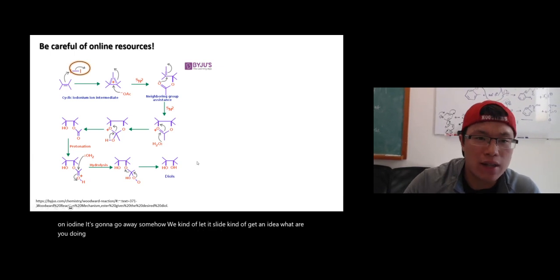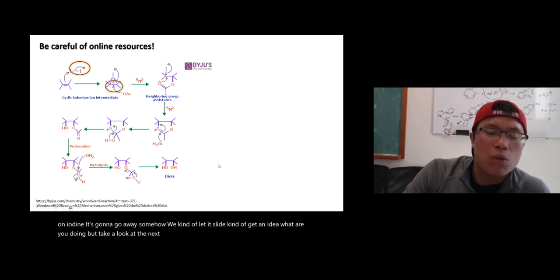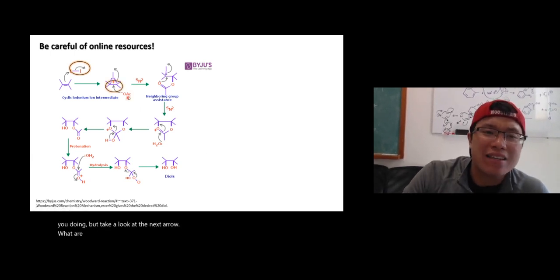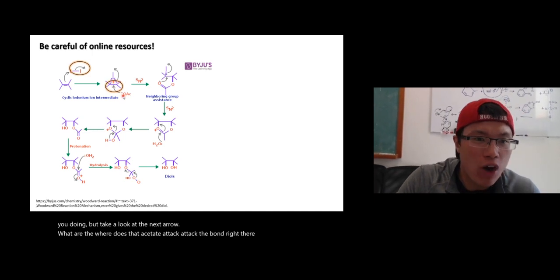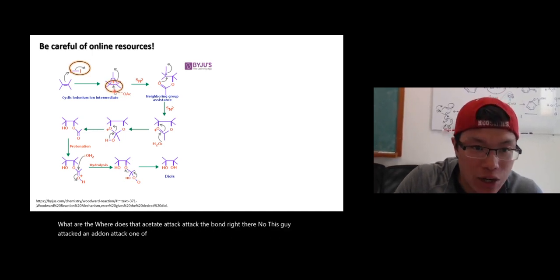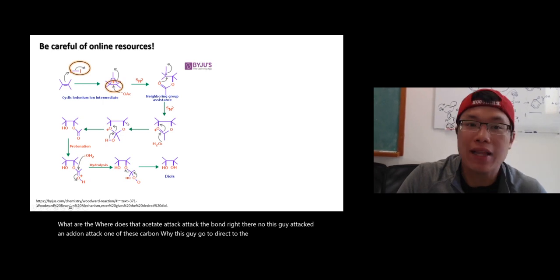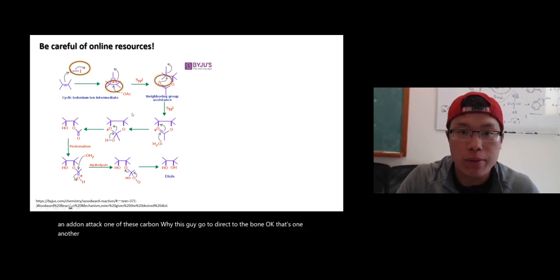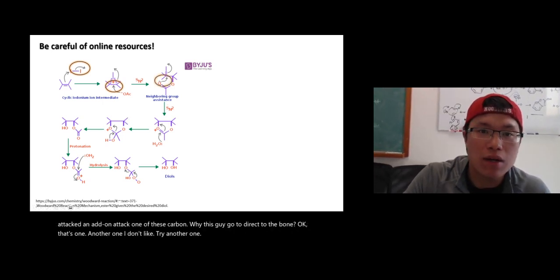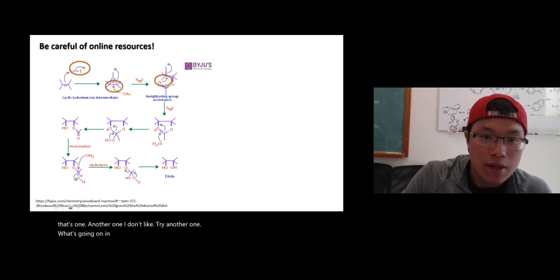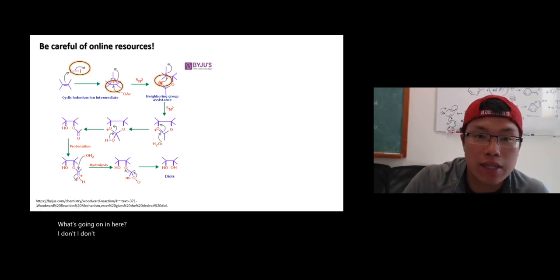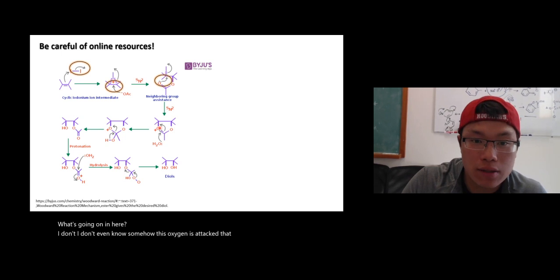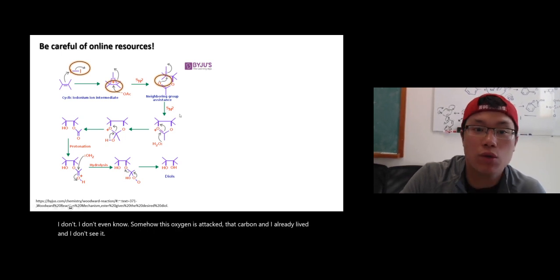But take a look at the next arrow. Where does that acetate attack? Does it attack the bond right there? No, this guy attacks an atom, one of these carbons. Why does this guy go directly to the bond? Okay, that's another one I don't like. Try another one. What's going on in here? I don't even know. Somehow this oxygen attacks that carbon and iodine leaves, and I don't see any... I don't know what's going on.